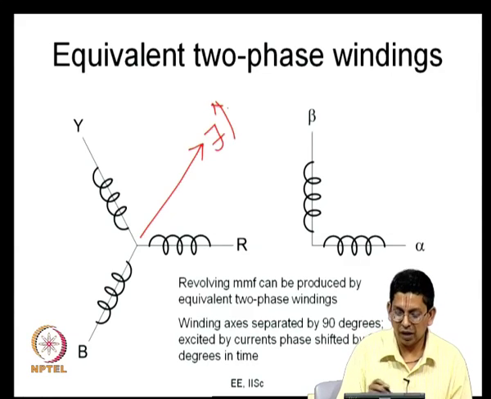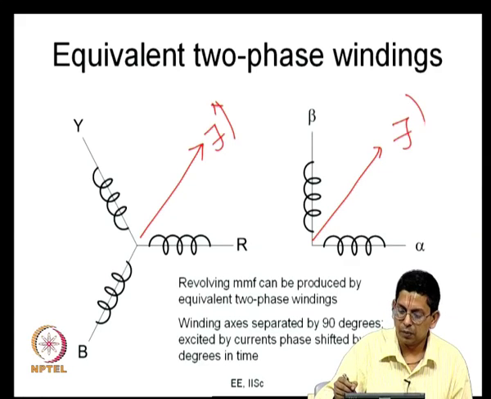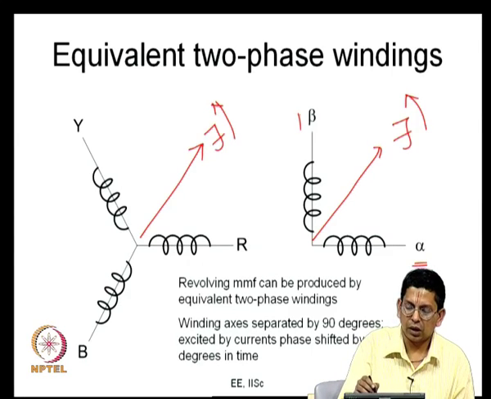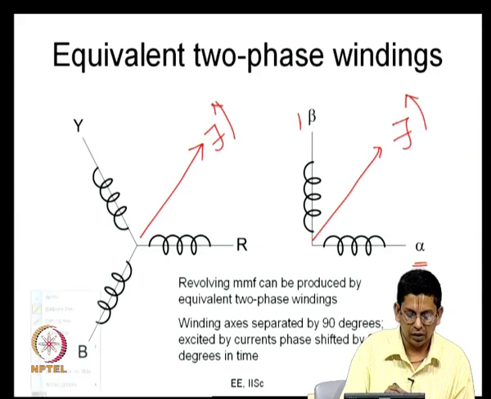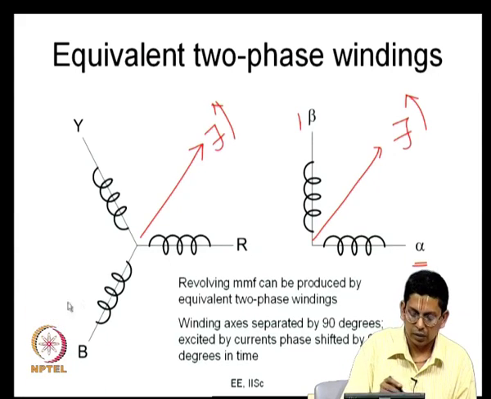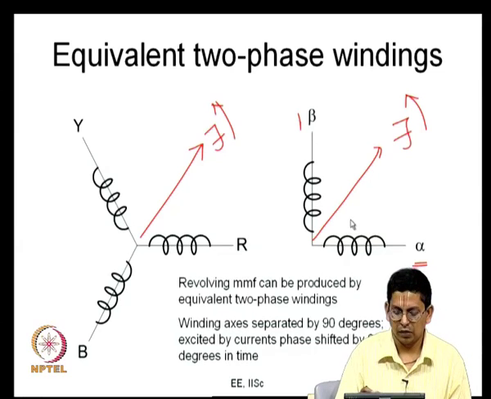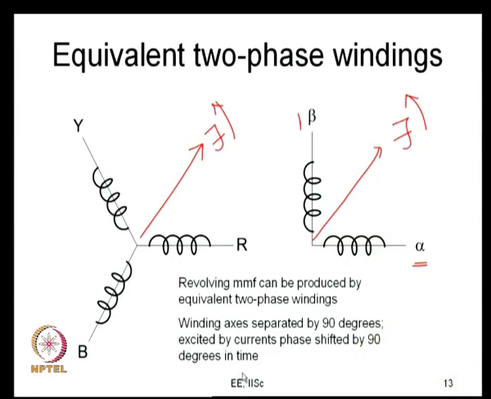Now, the question is, can it not be done by 2 phase windings as shown here? I can also have a 2 phase winding, one I can call alpha, the other I can call beta, and alpha and beta are separated in space by 90 degrees. I can also excite them with currents which are shifted 90 degrees in time, and by doing this I might be able to produce the same kind of revolving MMF using this 2 phase winding. So, for a 3 phase winding, you could consider an equivalent 2 phase winding which can do this job of producing a revolving MMF.